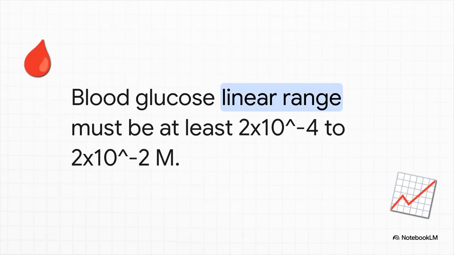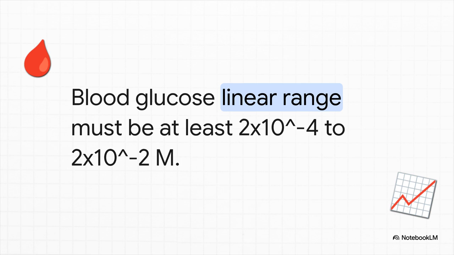Let's anchor that theory with a really concrete example. For blood glucose determination, the biosensor's linear range of response has to cover a very specific window. We're talking at least 2 times 10 to the negative 4 up to 2 times 10 to the negative 2 molar. By maintaining a highly predictable linear response right across the specific range, scientists can actually extrapolate backwards to hit a super precise detection limit of 10 to the negative 5 or negative 6 molar.